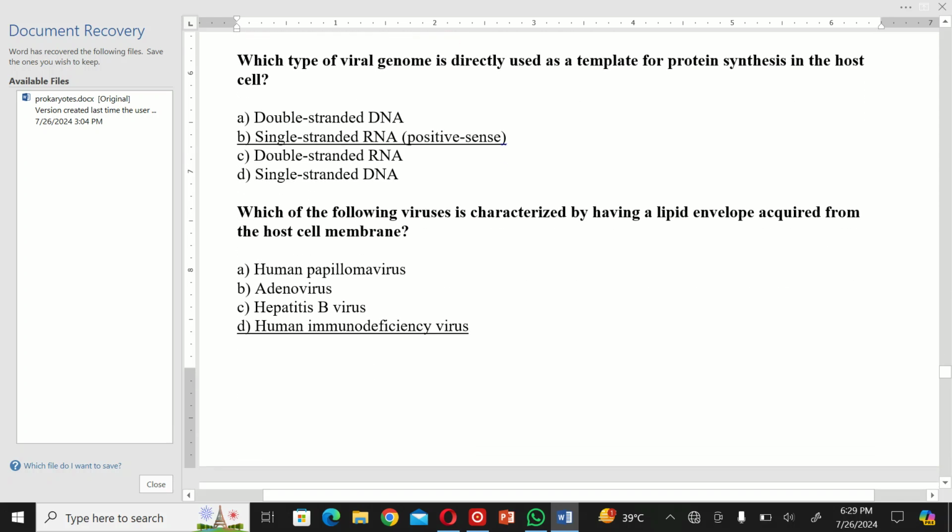The next MCQ is: which type of viral genome is directly used as a template for protein synthesis in the host cell? A. Double-stranded DNA. B. Single-stranded RNA. C. Double-stranded RNA. D. Single-stranded DNA. So the correct option is single-stranded RNA.